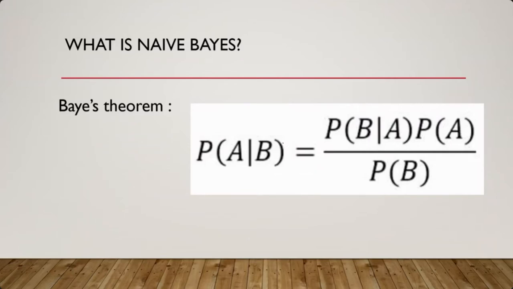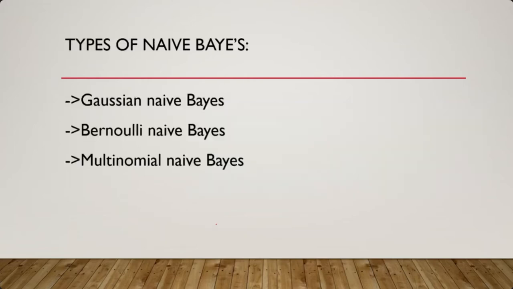Naive Bayes is a family of powerful and easy to train classifiers which determine the probability of an outcome given a set of conditions using Bayes' theorem. Naive Bayes is classified into three types, and they are Gaussian Naive Bayes, Bernoulli Naive Bayes, and Multinomial Naive Bayes. Gaussian Naive Bayes depends on the Gaussian distribution, Bernoulli Naive Bayes depends upon the Bernoulli distribution, and Multinomial Naive Bayes depends upon the multinomial distribution.